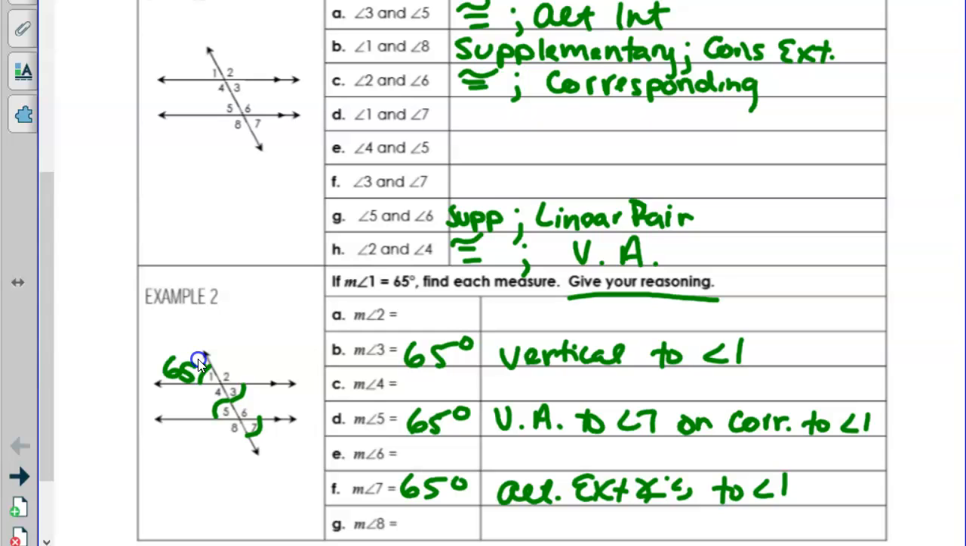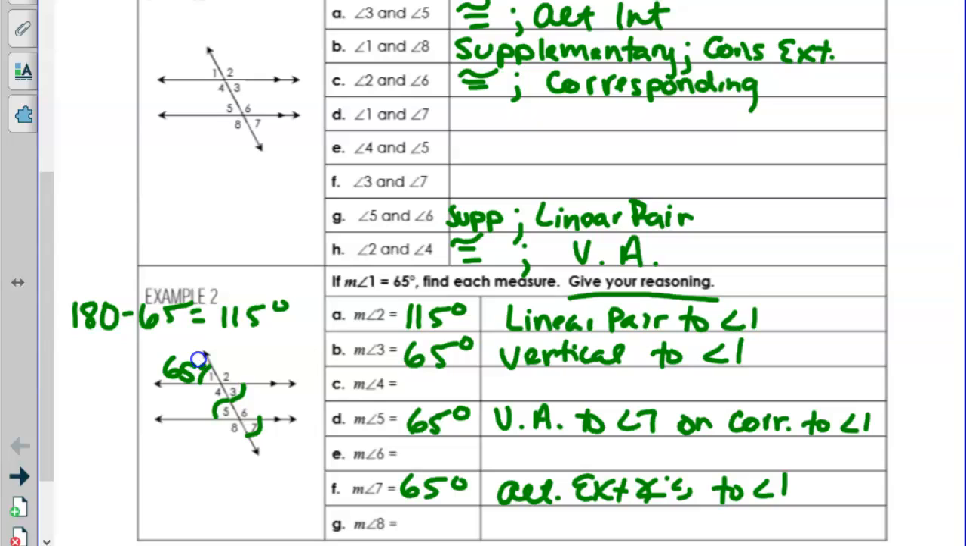That will always happen. How are we going to figure out the measures of 2, 4, 6, and 8? Trevor. Subtract from 180. Very good. They have to be supplementary, right? We could start with just 1 and 2, a linear pair that adds up to 180. So we would do 180 and subtract 65, and what do we get? 180 minus 65. Very good. Alright, so that's angle 2. We could say it's a linear pair to angle 1.